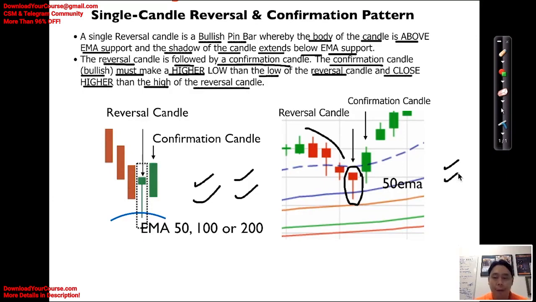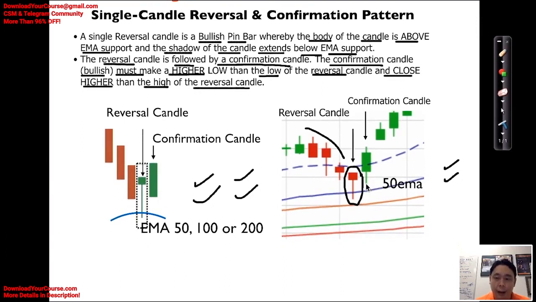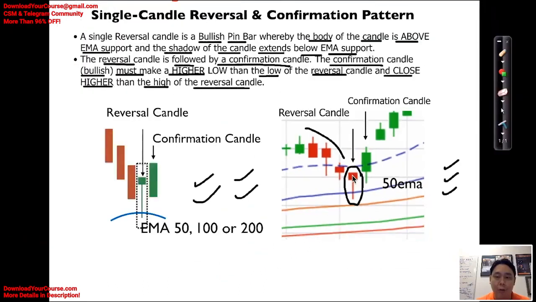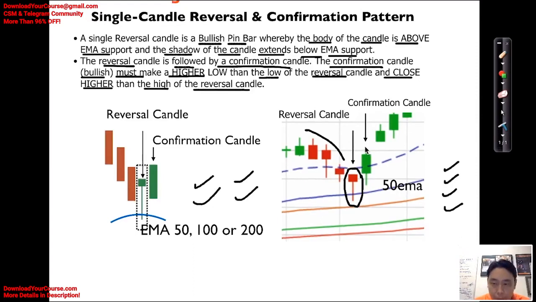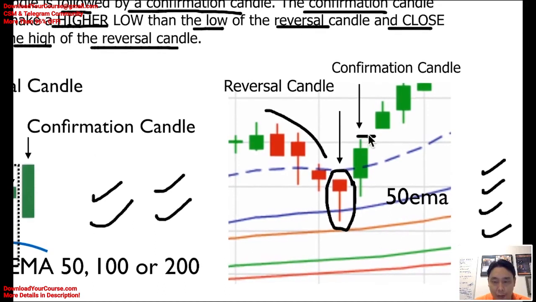There we have it. Is this a confirmation candle? Is it bullish? Yes, it is. Does it make a higher low than the low of the reversal candle? Yes, it does. Check. Does the confirmation candle close above the high of the reversal candle? Yes, it does. Check. All boxes are checked. We can go long. So we place a buy order a few cents above the high of the reversal candle.